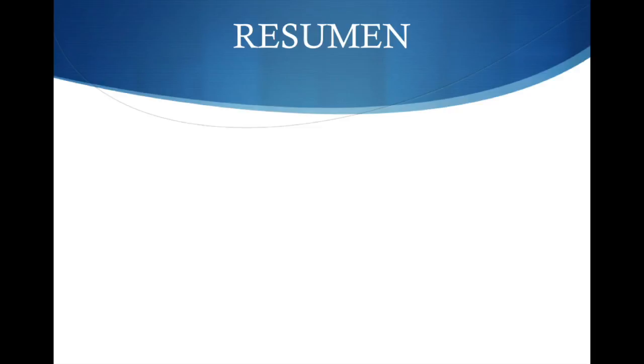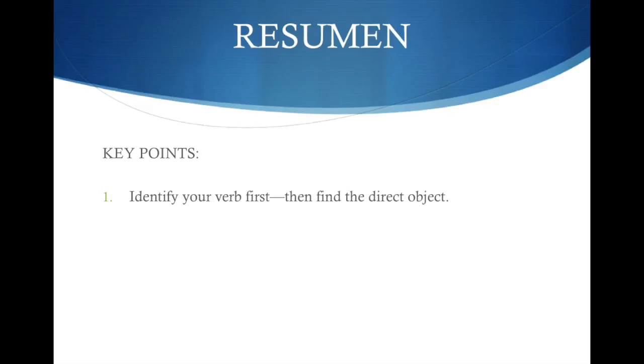So to sum up everything, I want to give you a few key points to remember. Number 1, identify your verb first, then find the direct object. This is a key step, especially if it's a concept that you're having trouble grasping. This can help you, at this stage in your language learning, really simplify the whole process.